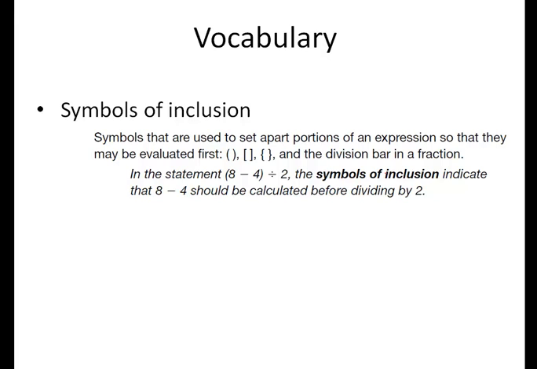So our vocabulary is symbols of inclusion, symbols that are used to set apart portions of an equation or an expression so that we evaluate them first. Always work from inside out. So you have parentheses, you have brackets, you have division bars in a fraction, that type of thing. So in the statement 8 minus 4 bracketed, divided by 2, the symbols indicate that the 8 minus 4 should be calculated before dividing by 2. So right here we know that we're going to do this before we do the divide by 2 portion.